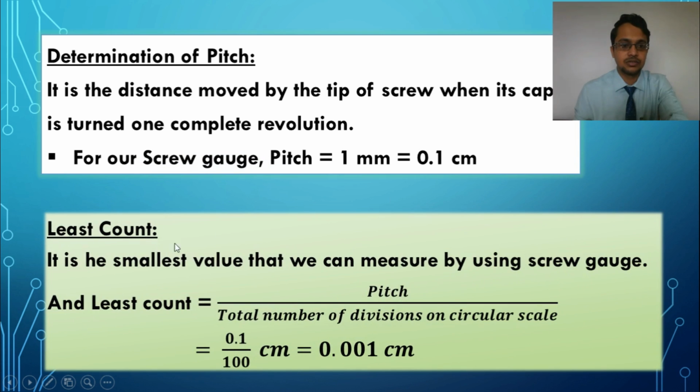Now this pitch is required for calculating least count of the screw gauge. So least count of the screw gauge is the smallest value that we can measure by using screw gauge. And the least count is equal to pitch divided by total number of divisions on circular scale. Pitch is how much? 0.1 centimeter. So we'll put it here. By total number of divisions on circular scale that we use in the laboratory, there are 100 divisions. So 0.1 by 100, we will get 0.001 centimeter. So this is the least count of the screw gauge. That means this is the smallest value that we can measure by using screw gauge.